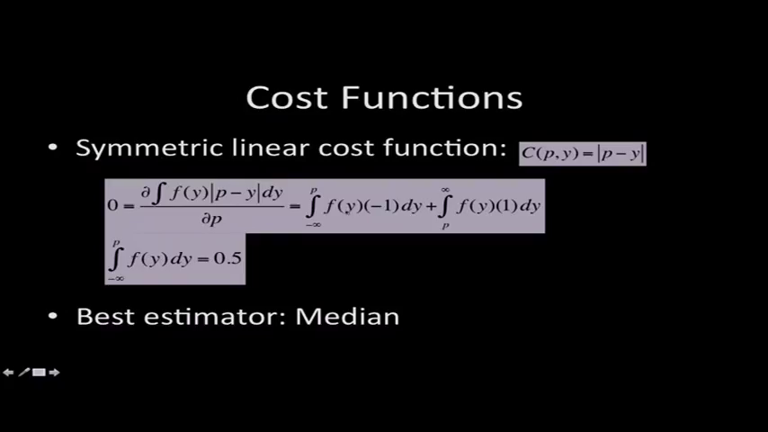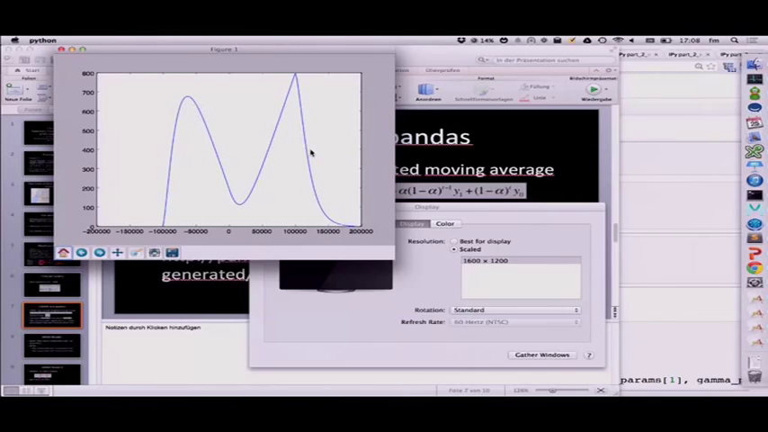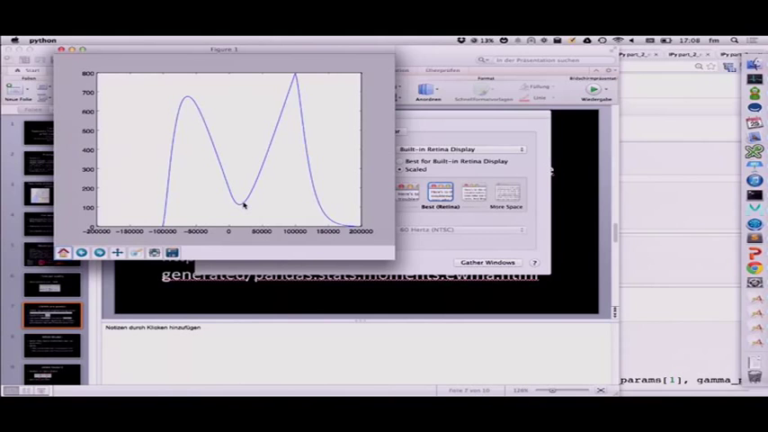Because of the definition, it's one, and if you calculate it with a linear cost function, the minimum of this convolution, the best estimate, is always the median. So here's the definition of a quantile, so it's 0.5. In a more realistic example, let's go back to this notebook. Here you've got the minimum for the convolution of a linear function with the same costs for throwing away and buying a pretzel.